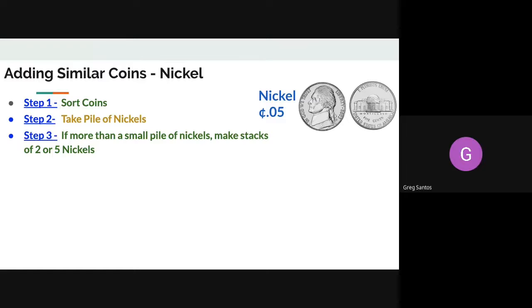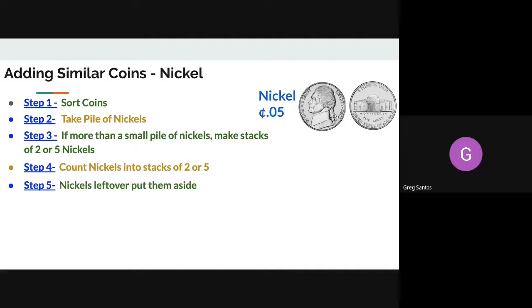We're going to start with working with stacks of 2. And then as we get more comfortable, we can work on making stacks of 5. We're going to count them into our stacks, and then any nickels left over, just like the pennies, we're going to put to the side, and we'll add and count them last.